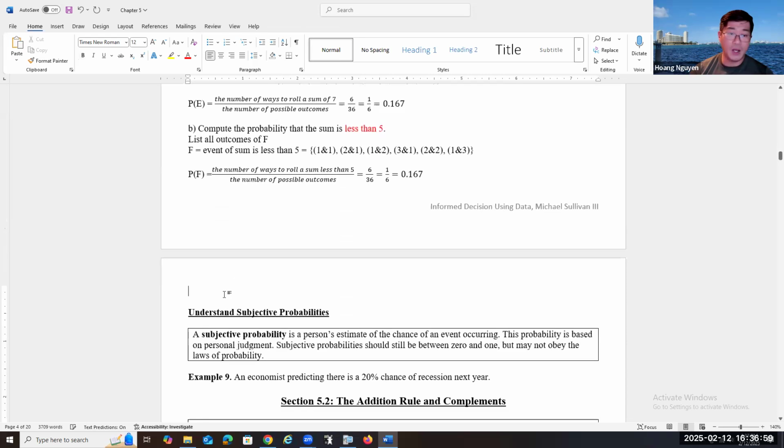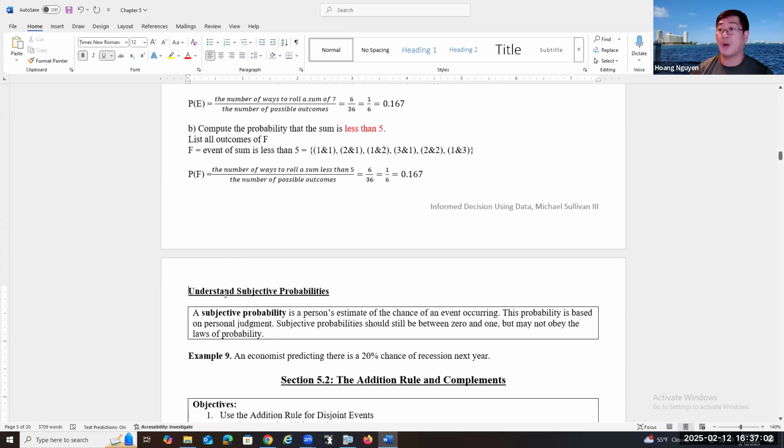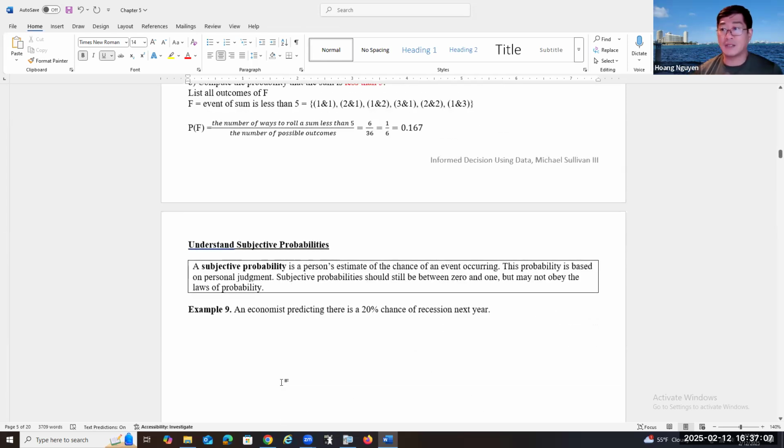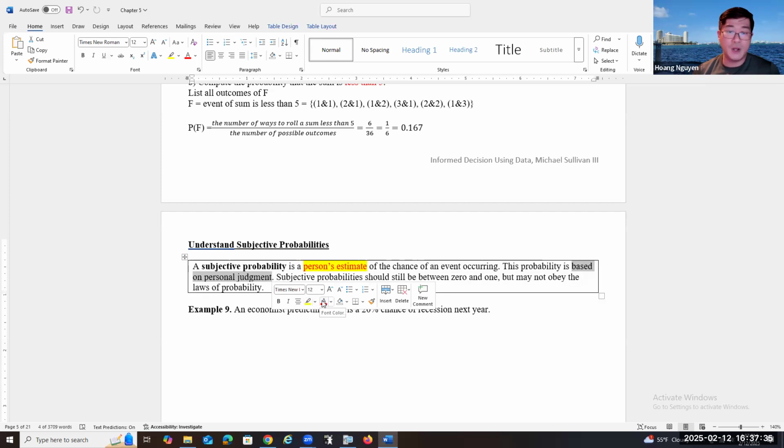Okay, so we're okay with the classical method. Now we're going to move on and take a look at the next one, which is the subjective probability. You might have this in reality. So what is a subjective probability? A subjective probability is a person's estimate of the chance that an event occurs. So this is a personal estimation. This probability is based on personal judgment. It's based on your knowledge, your study, or your feeling also.